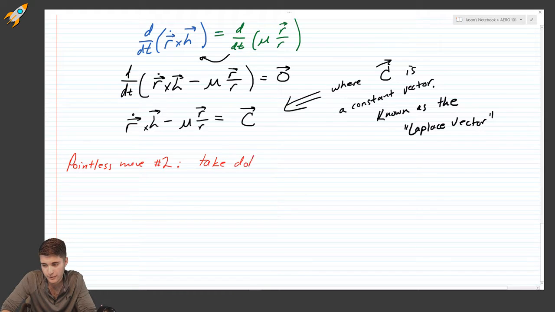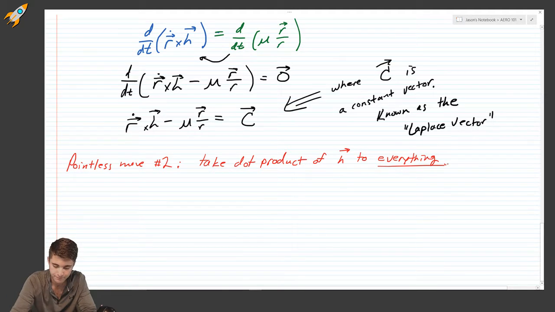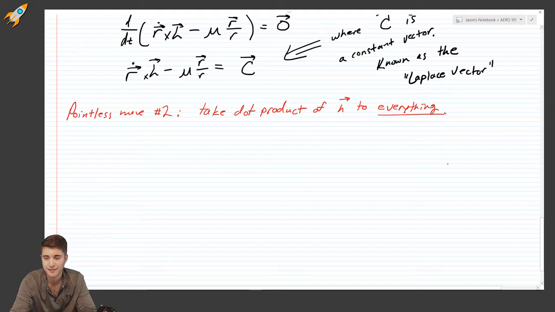Take the dot product of the angular momentum vector to everything. Why? Don't worry about it. It's a pointless move. But this is going to show something really important, okay? So we're going to do it anyway. Get over it. We've got this then, right?